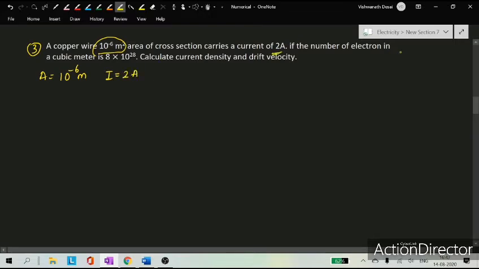If the number of electrons in a cubic meter is given, so the value of N is given, 8 into 10 to the power 28. Calculate the current density, and calculate the drift velocity. You need to know the formula of current density as well as drift velocity. Now, the J value we can calculate. The formula of J is I divided by A. Substitute the value of I, which is 2 amps.